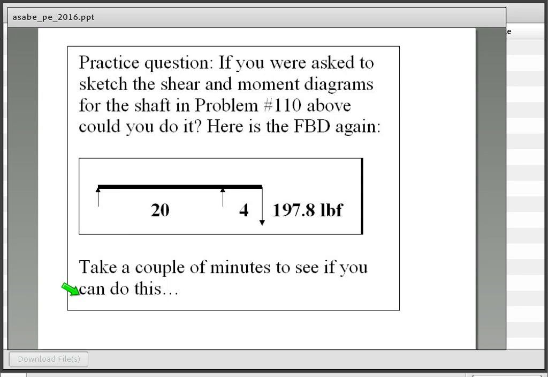Now, here's another little review possibility for you. You ought to be able to look at a free body diagram like this of a beam and be able to sketch the shear diagram and the bending moment diagram for that shaft. And so hopefully that's an area you would review a little bit, but let's see where we go with that.